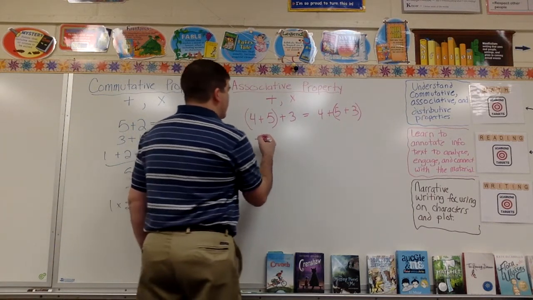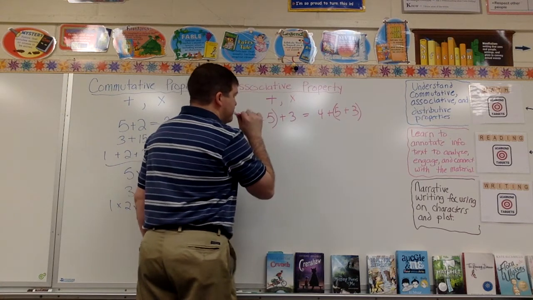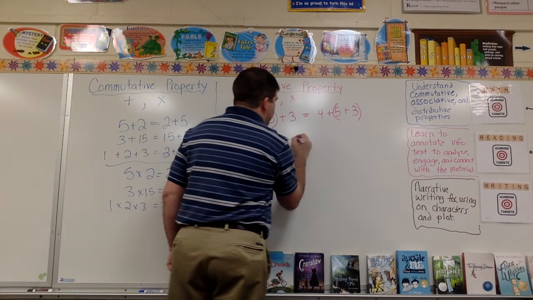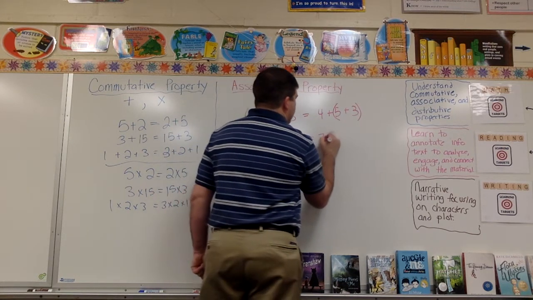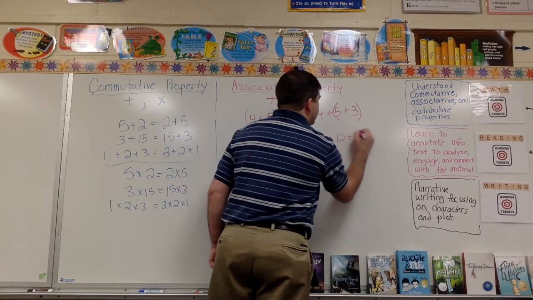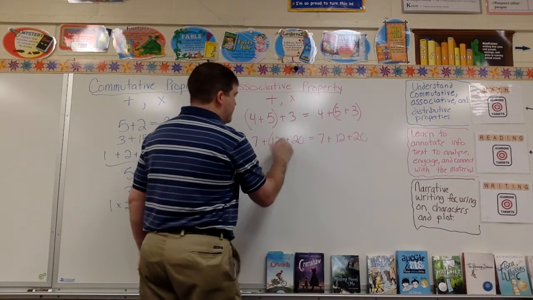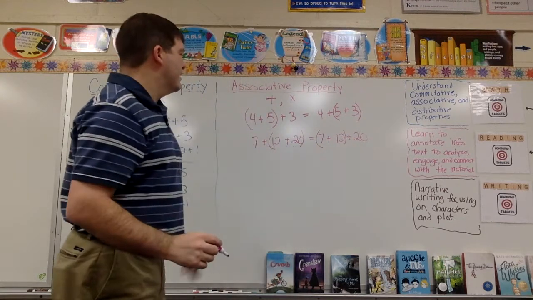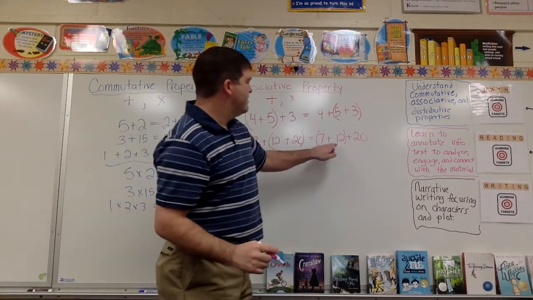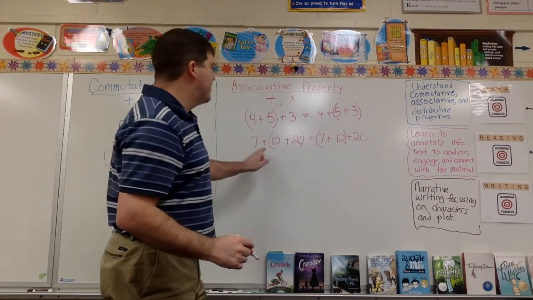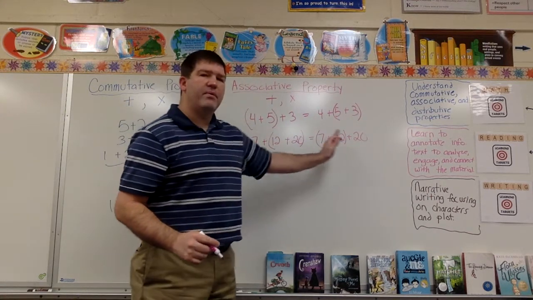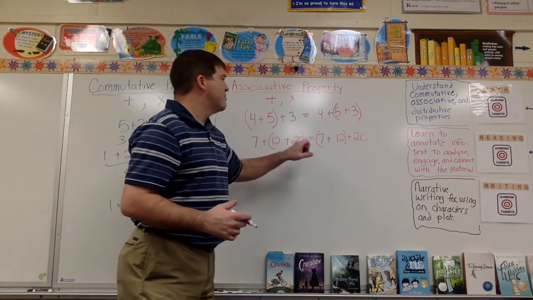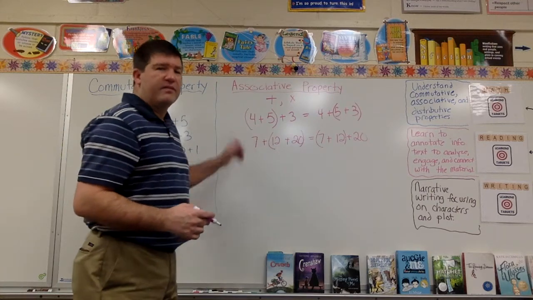Okay. Let's do one more. 7 plus 12 plus 20 equals 7 plus 12 plus 20. This time I'm going to group these two together, and here I'm going to group these two together. I'm going to do this first and then add this. This time I'm going to do this first and add that. But because they're the same numbers in the same order, it's going to be the same. Associative property of addition.